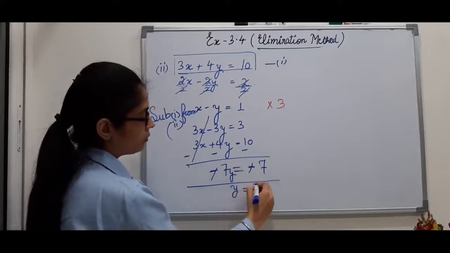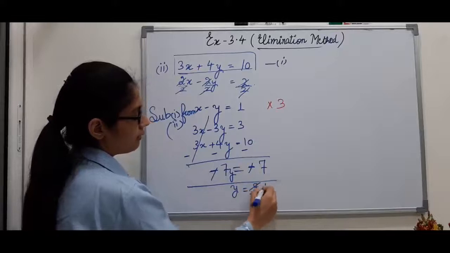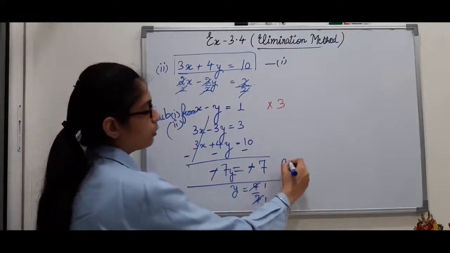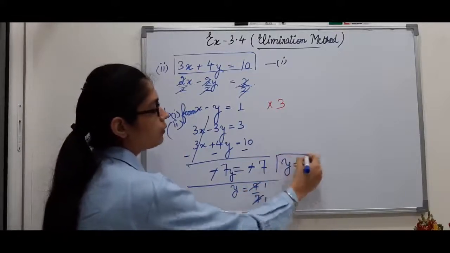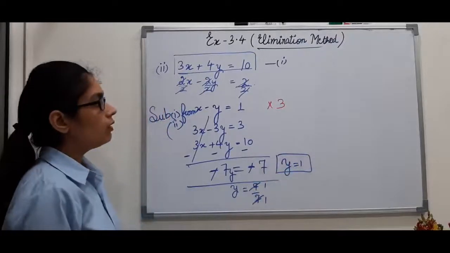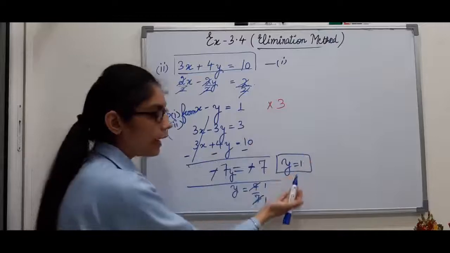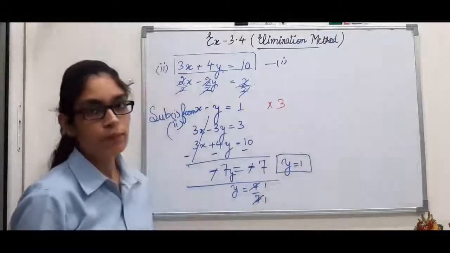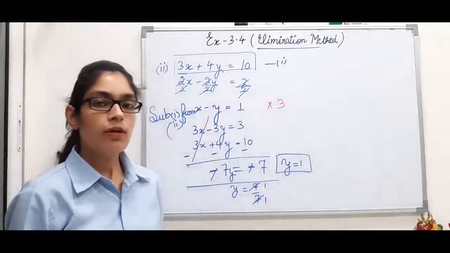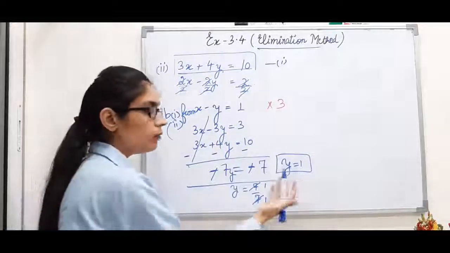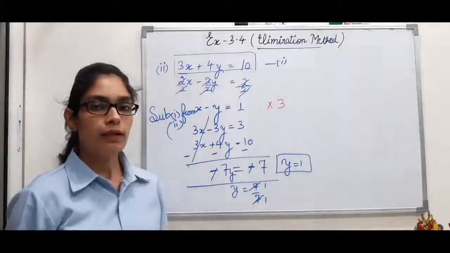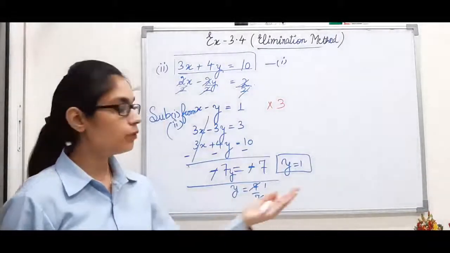y equals 7 by 7. 7 into 1 is 7, 7 into 1 is 7. So I got y equals 1. Now you can see in my last scenario also, when I multiplied this with 4, I got y equals 1. See, in whatever way you do the sum, your answer will remain same. So it depends on you how you choose to do your sum.